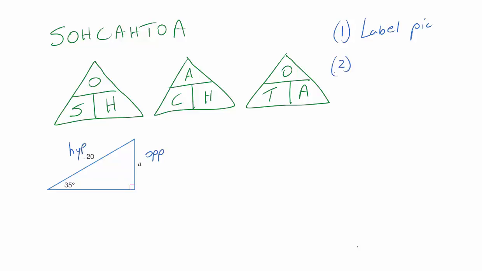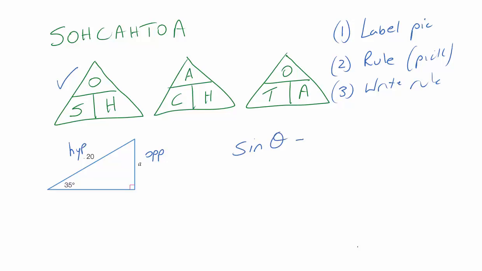The next thing you need to do is pick a rule. So which rule do we have? If you only label what you have, O and H, you can look at the rules. Which one has O and H? This one. So this is the rule that we're going to use, for sine. Then we write the rule down. So that was pick the rule. Write the rule down. So sine theta is equal to opposite over hypotenuse. Then we're going to substitute. So instead of the letters, we're going to put in what we know. So sine, and the theta is 35.